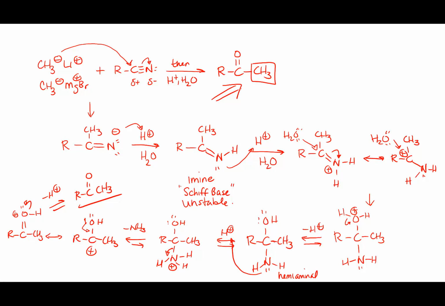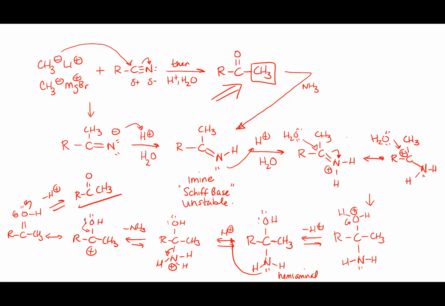So if you react a Grignard with a nitrile, you end up forming the imine, which then when you add acid and water to it is unstable and reverts back to the ketone. Because how do I get from this ketone to this imine? I would react that with NH3. So what I'm doing is I'm reversing the process to form the ketone.